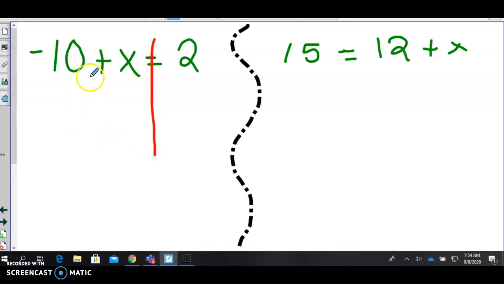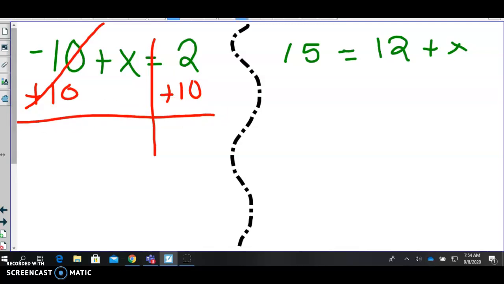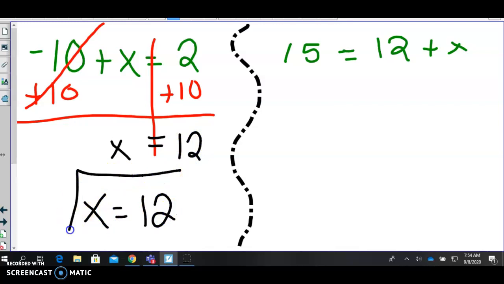I see that negative 10 is on the same side of x, so that is what I need to get rid of first. This is a negative 10 or a minus 10, so to get rid of that, I'm going to add 10 here, which cancels it out. But whatever I do on one side of the equal sign, I have to do on the other. So I'm going to add 10 over here. Okay? And then I am left with my x, my equal sign, and 2 plus 10 gives me 12. So x equals 12 is my answer.